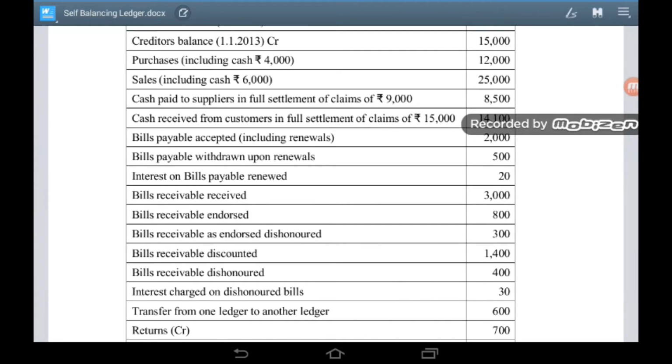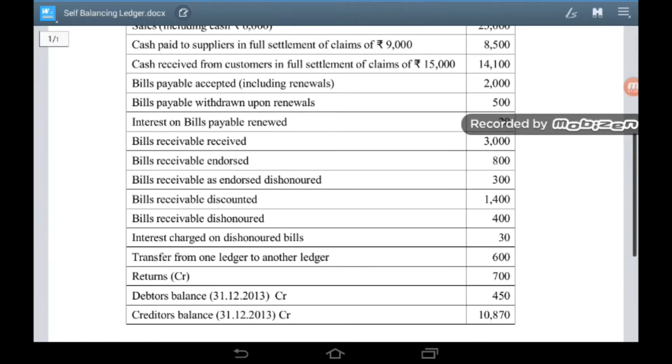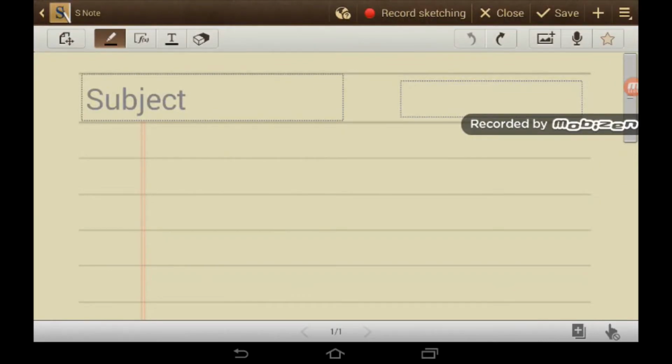Bills receivable as endorsed dishonored 300. Bills receivable discounted 1,400. Bills receivable dishonored rupees 400. Interest charged on dishonored bills 30. Transfer from one ledger to another ledger 600. Return credit 700. Debtor balance on 31st December 2013 credit 450 and creditor balance on 31st December 2013 credit 10,870. Prepare the debtor ledger adjustment and creditor ledger adjustment account in general ledger.